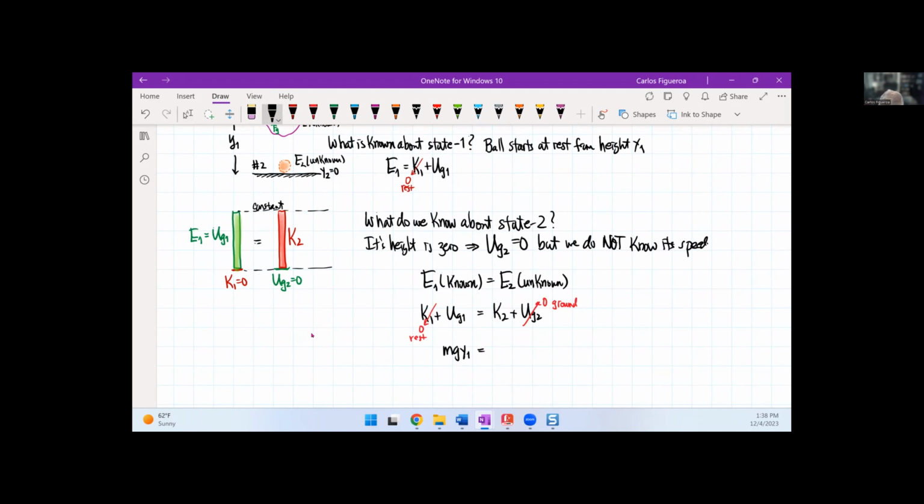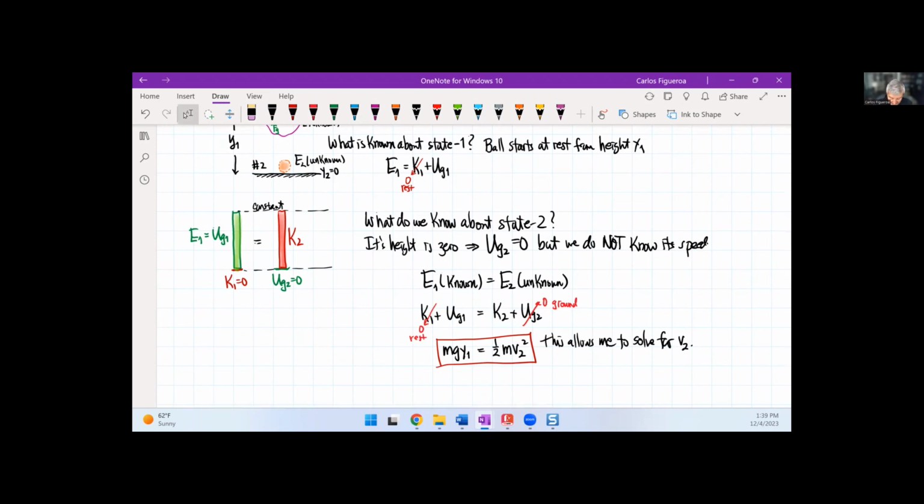mgy1 equals 1/2 mv2 squared. So right away, this now gives me an equation that allows me to solve for v2. So conservation of energy is setting this stuff up here.